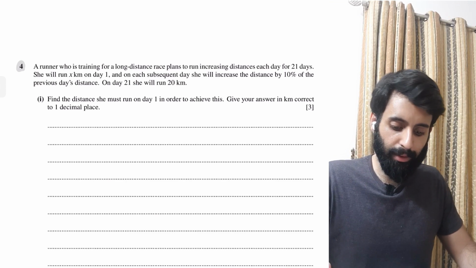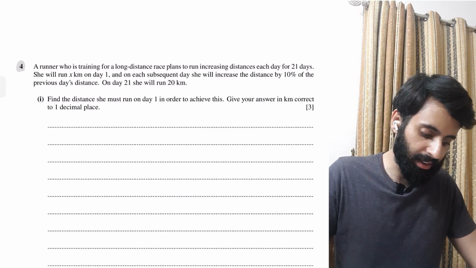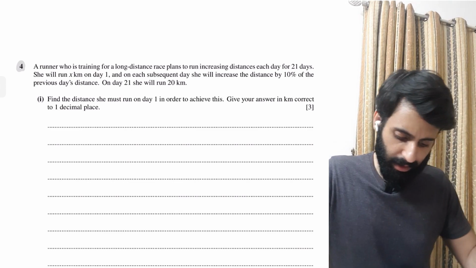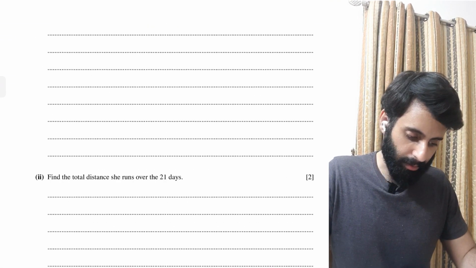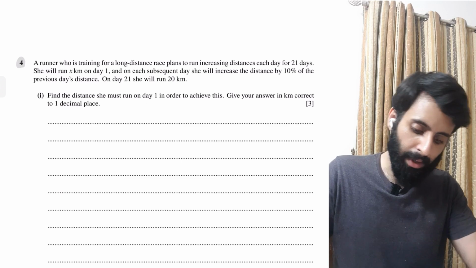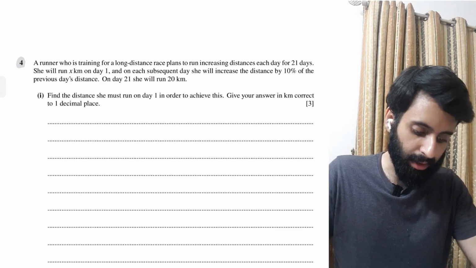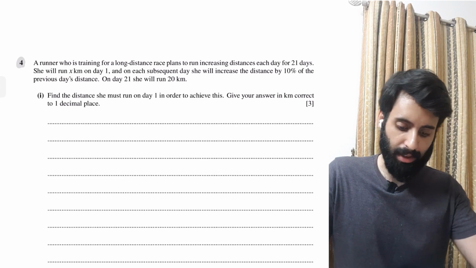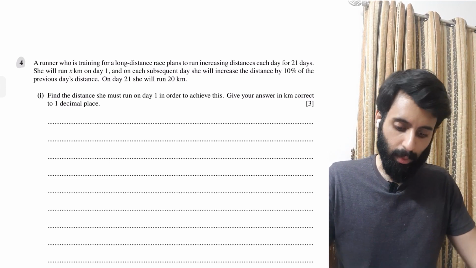Alright, so here's question number 4. It says, a runner who is training for a long distance race plans to run increasing distances each day for 21 days. This question, by the way, is from October-November 2019, paper 1, variant 1, question number 4. She will run X kilometers on day 1, and on each subsequent day she will increase the distance by 10% of the previous day's distance. On day 21 she will run 20 kilometers.